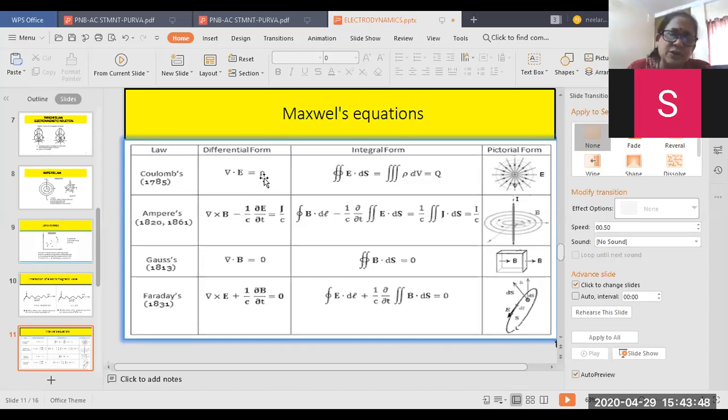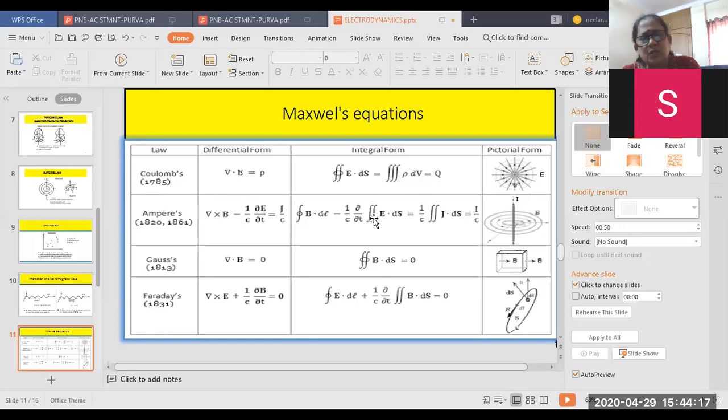Fine. So there can be different types of usage of del. Del can be used as a dot, it can be used as a cross, or it can be used without dot or cross. If you are not using any dot or cross, it is simply del E. Then we are talking about divergence. Okay. So how you use del will define the right hand side quantity.